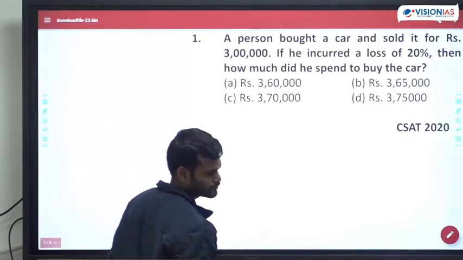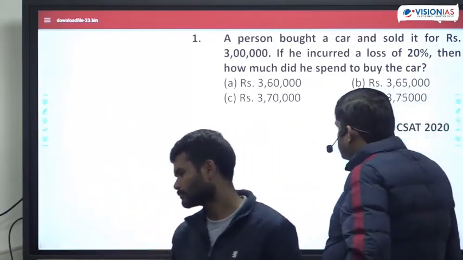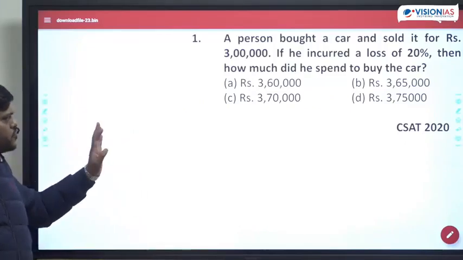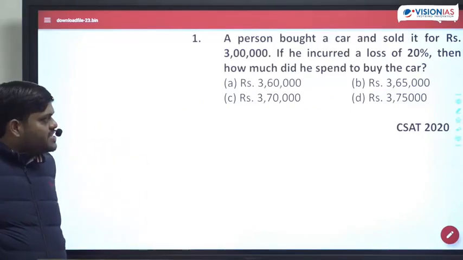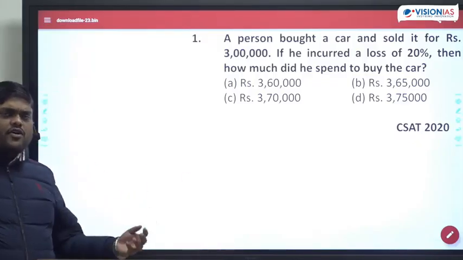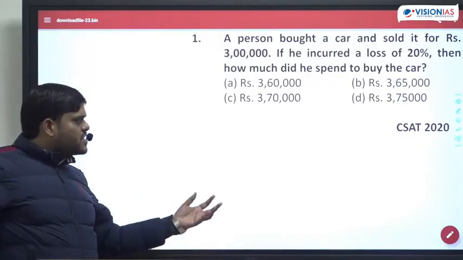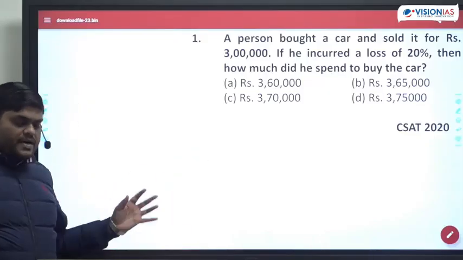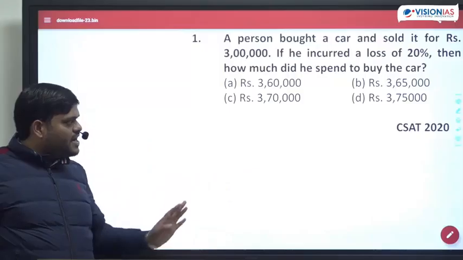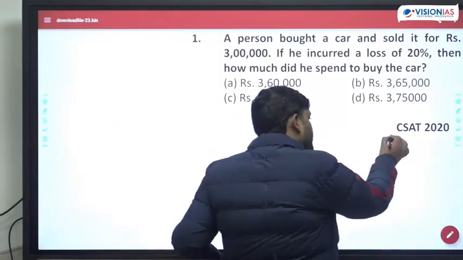Fine. First we will do this. Now we are going to do the previous year questions. This is a CSAT 2020 question. Actually, profit and loss questions are not continuous. Some years questions are there, some years they are not. But if questions come, we can easily solve them. This is the CSAT 2020 question. You can see that.